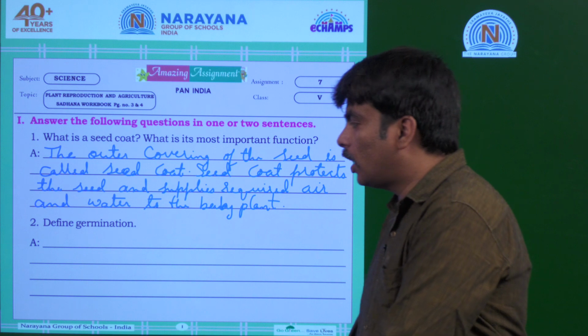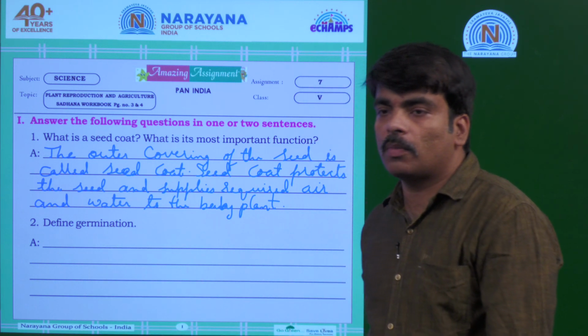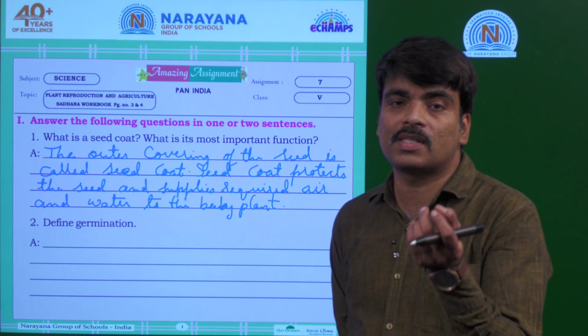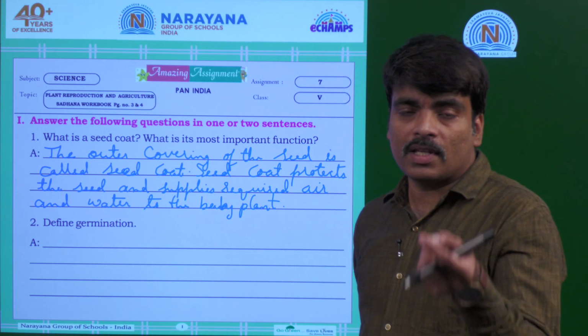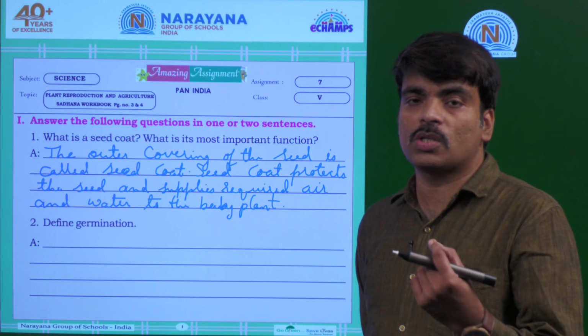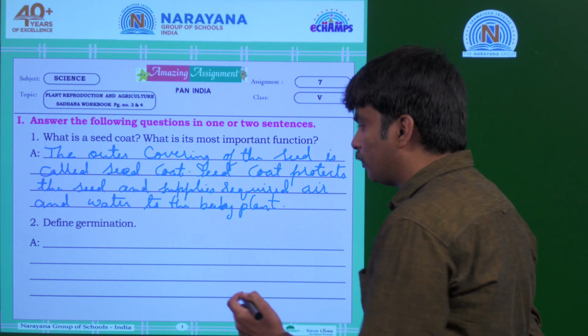Now going on to the next question. Define germination. What is germination? Germination is the growing of a seed into a seedling. When a seed turns into a baby plant, when a new baby plant is grown from the seed, it is called seed germination.